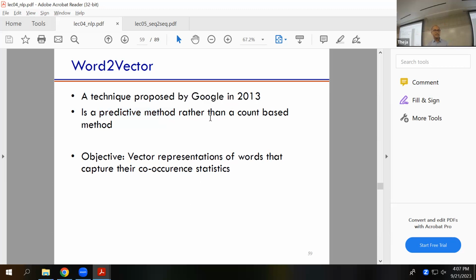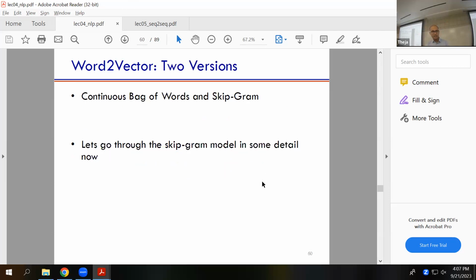So that count-based method, or even the assignment 2 question, what you actually computed is co-occurrence statistics, right? Co-occurrence: how many common users liked both movie and engine, right? Okay, so let's actually, word2vec has, it turns out, two ways to describe the same thing.